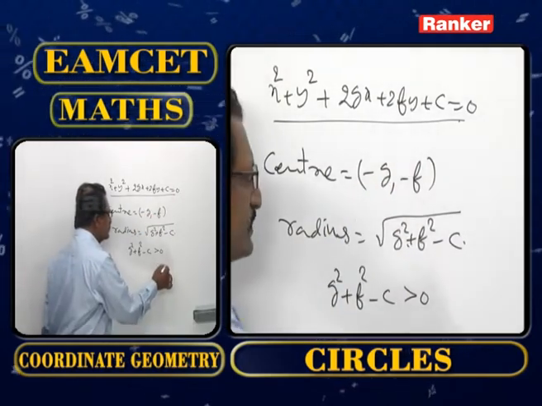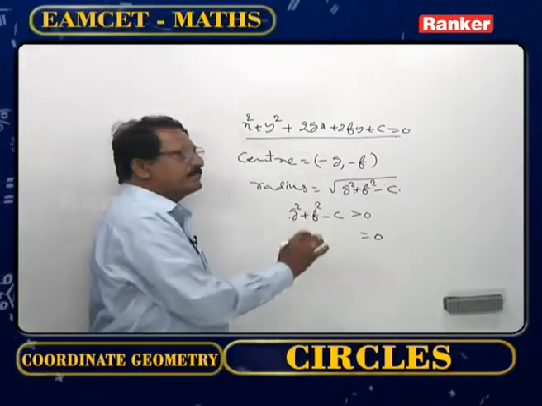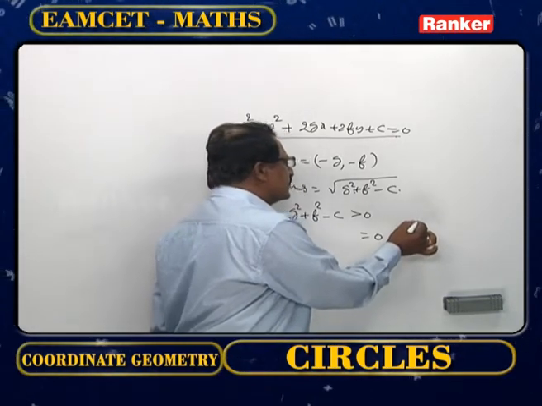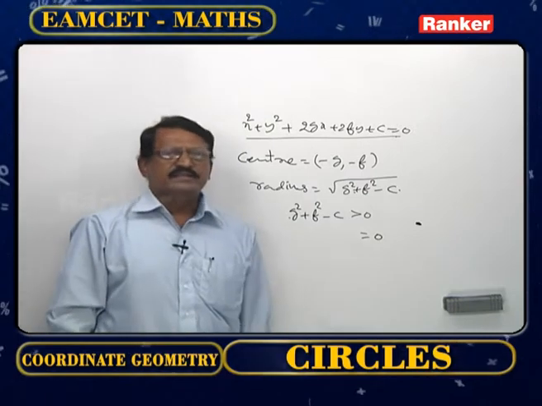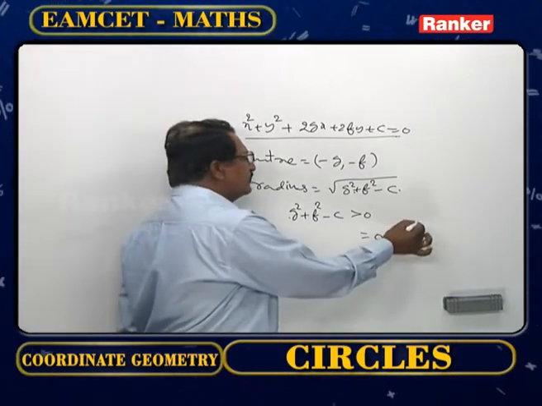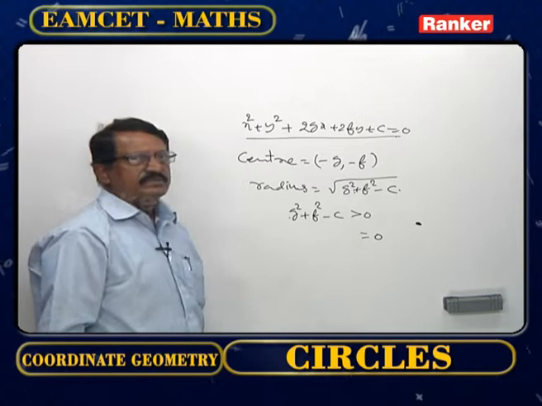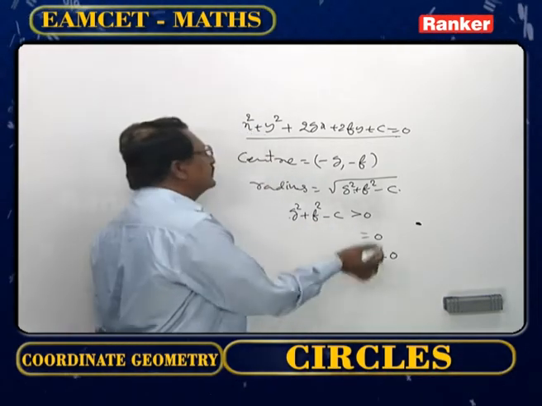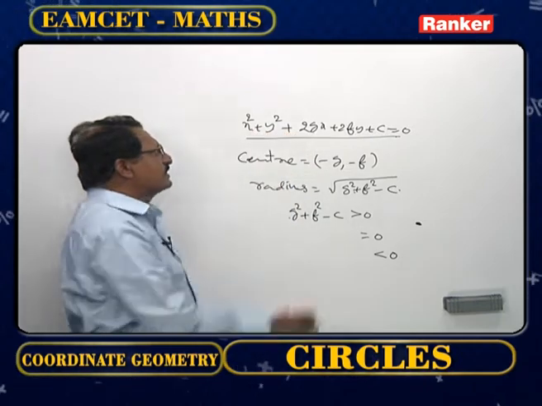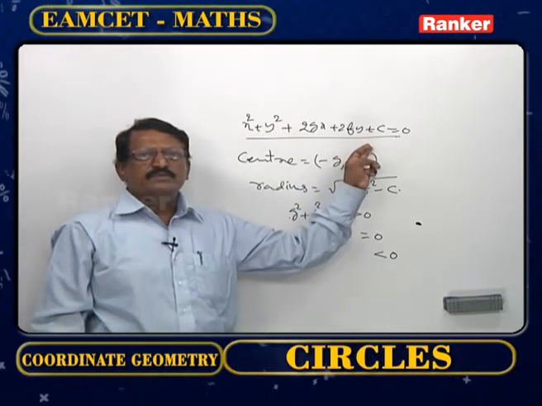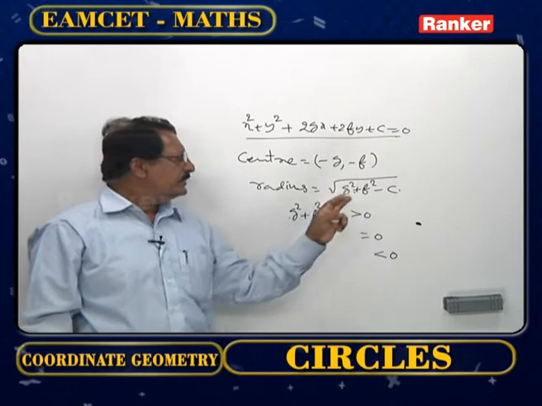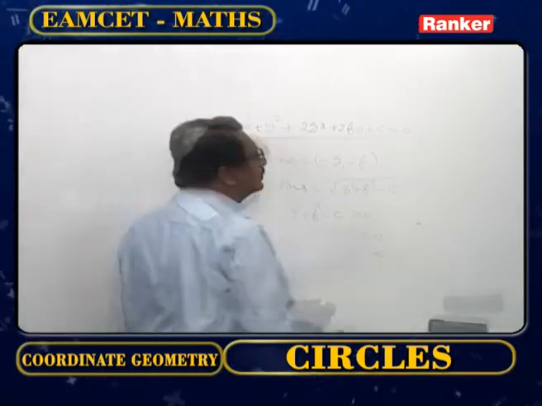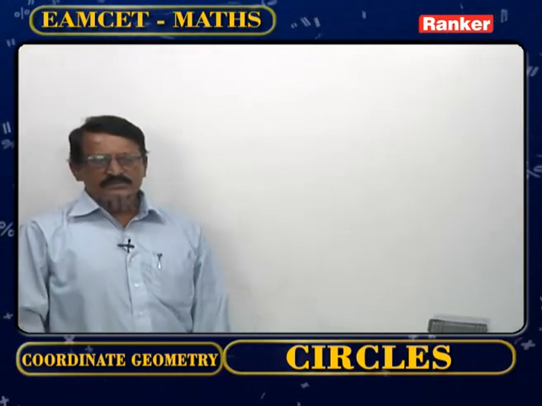If g square plus f square minus c equals 0, then the circle represents a point circle. A point circle means it has only a center but the radius equals 0. If g square plus f square minus c is less than 0, the equation represents an imaginary circle. Now we can do some problems.